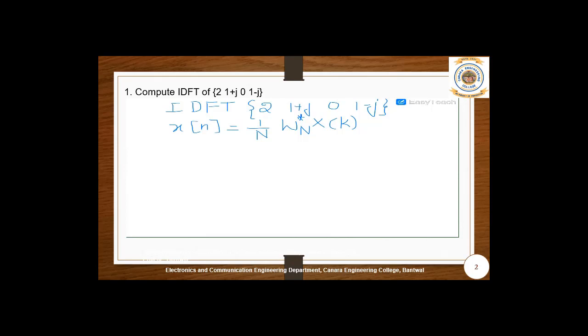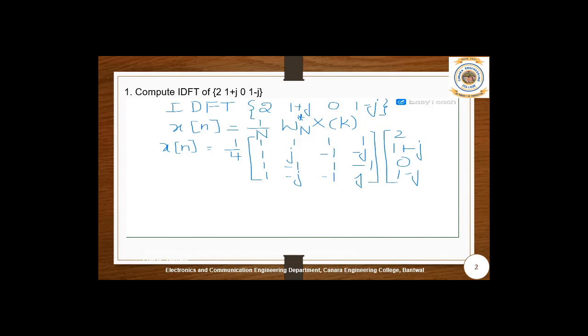So I have to write this as x of n equals 1 by 4 times the matrix with rows 1, 1, 1, 1; 1, j, minus 1, minus j; 1, minus 1, 1, minus 1; 1, minus j, minus 1, j, multiplied by X of k, which is 2, 1 plus j, 0, 1 minus j. So this is equal to 1 by 4.